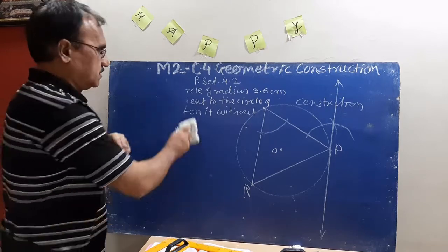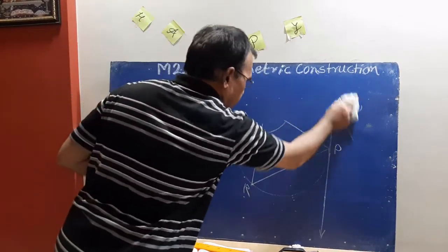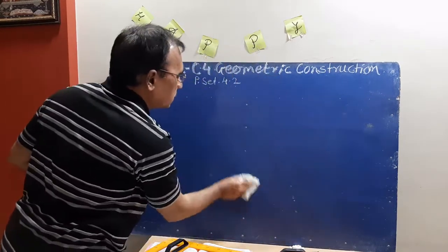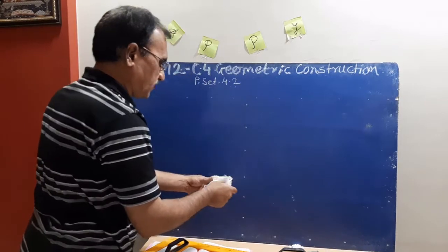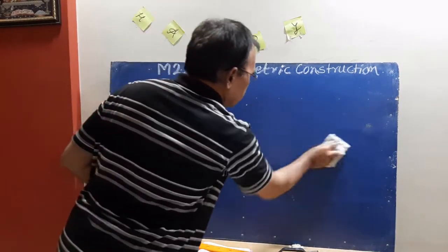Now one part. If the point is outside the circle, how many tangents can we construct? We can draw? Yes, very good. 2 tangents we can draw if the point is outside the circle.